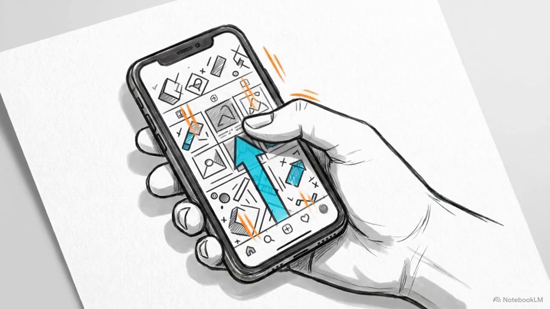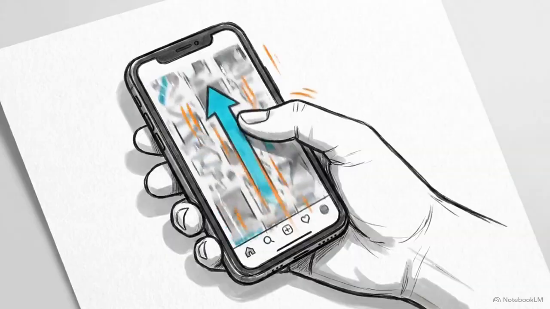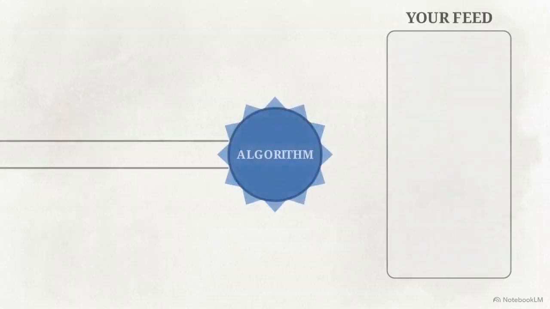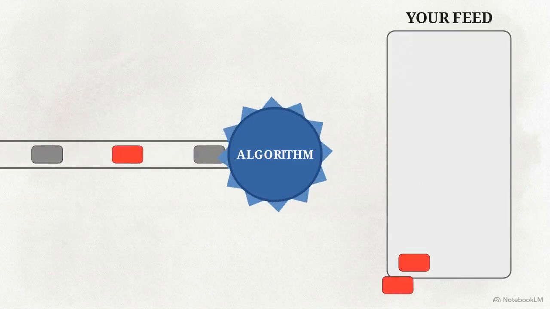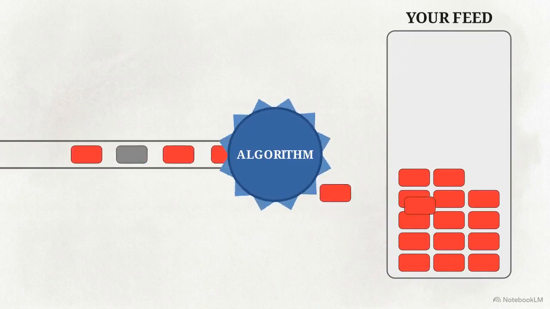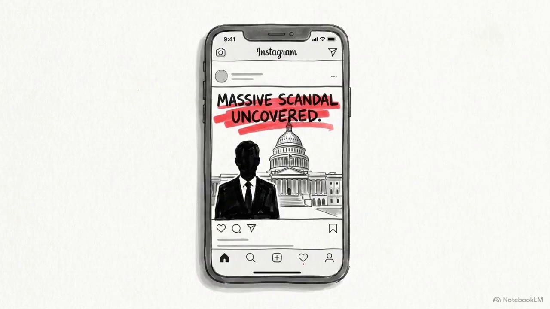Every time you open your phone, you are stepping into an information environment designed to keep you scrolling. Algorithms prioritize provocative content, rapidly flooding your feed with material that makes it difficult to separate factual reporting from outright fiction. Then, you see something like this.